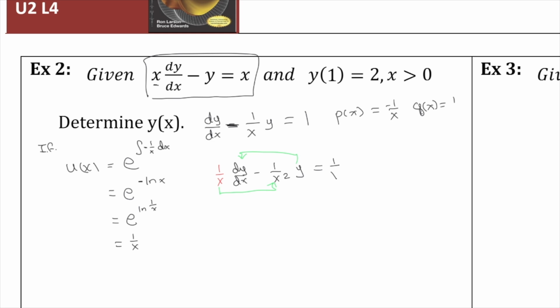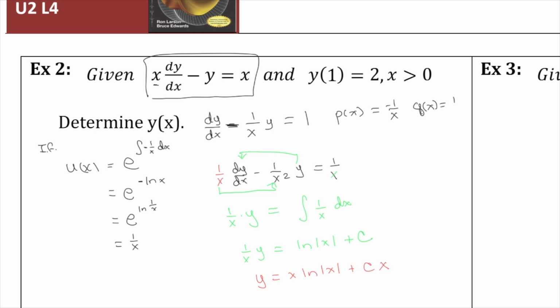So if we pull it back together, we get 1 over x times y must be equal to the integral of 1 over x dx. Simplify the right-hand side, and we get the natural log of the absolute value of x plus c. And at this point, we're going to solve for y. So y equals x natural log of the absolute value of x plus c times x.